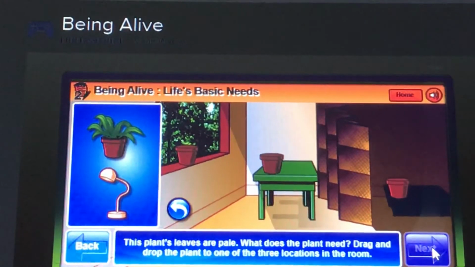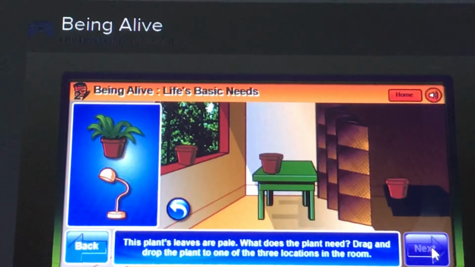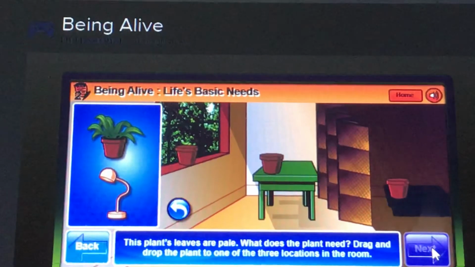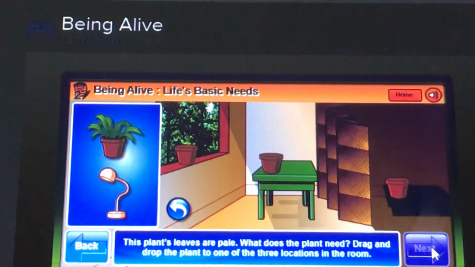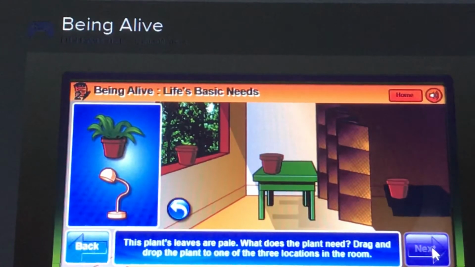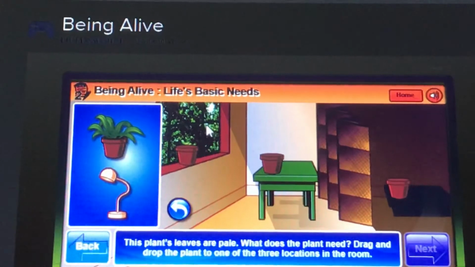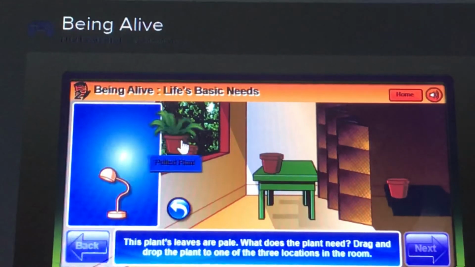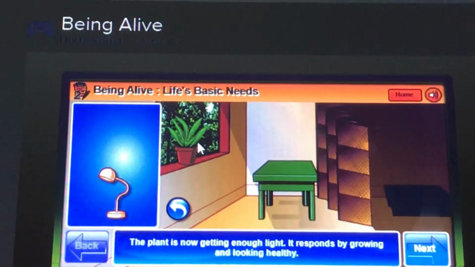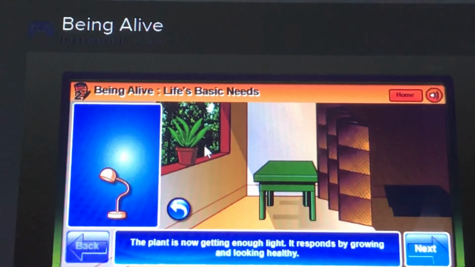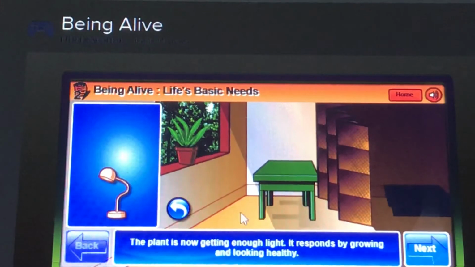This plant's leaves are pale. What does the plant need? Drag and drop the plant to one of the three locations in the room. Where do you think the plant would best survive? In a dark closet, on a table, or in the window? Plant would definitely survive best right there. We get more light. Look how the plant is now getting enough light. It responds by growing and looking healthy.